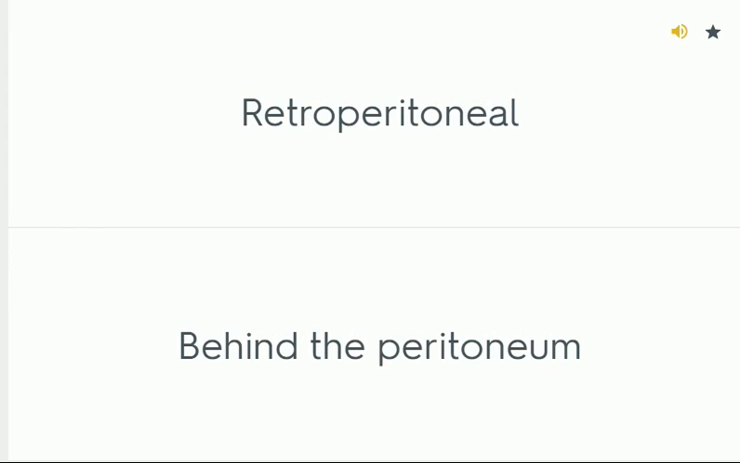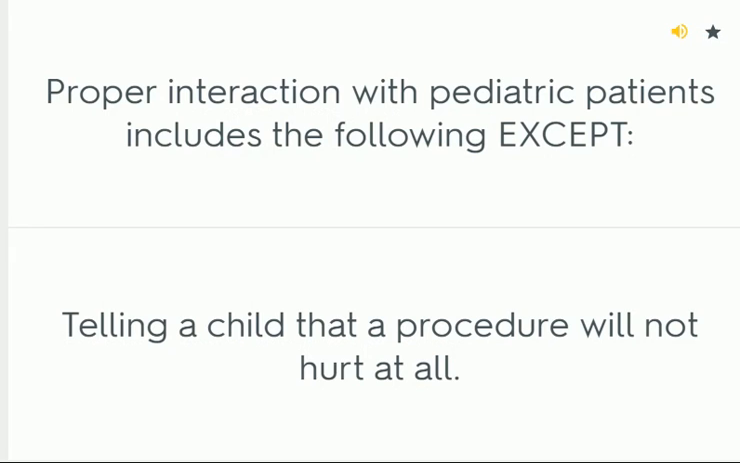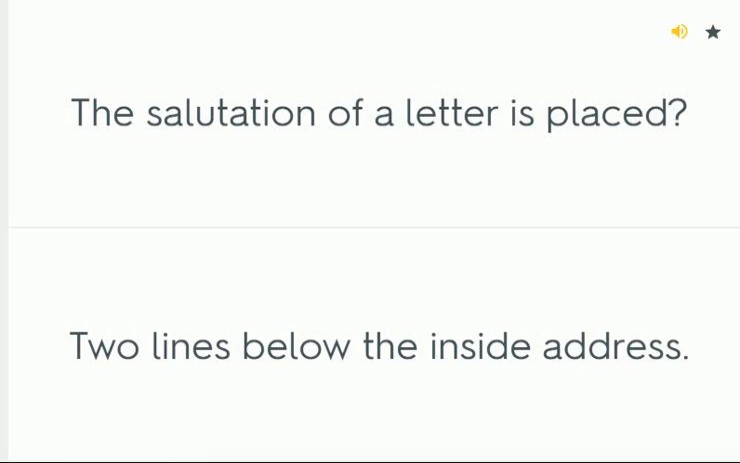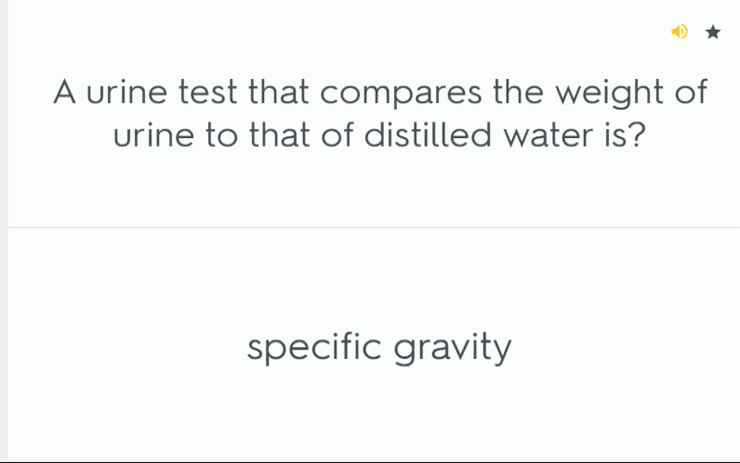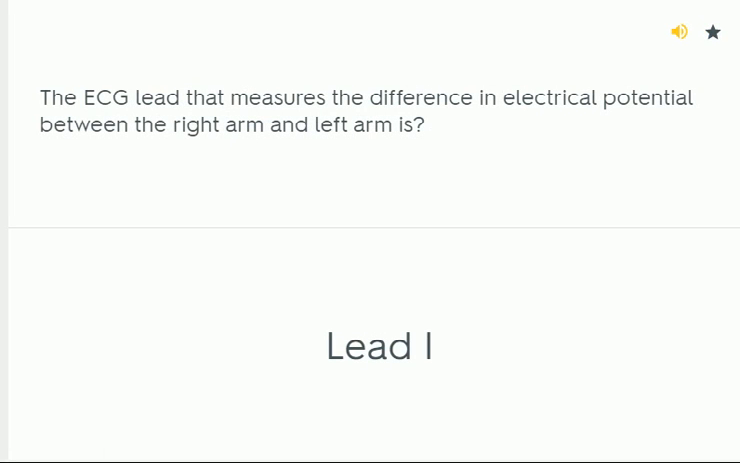Retroperitoneal. Behind the peritoneum. Proper interaction with pediatric patients includes the following except telling a child that a procedure will not hurt at all. The salutation of a letter is placed 2 lines below the inside address. A urine test that compares the weight of urine to that of distilled water is specific gravity. The ECG lead that measures the difference in electrical potential between the right arm and left arm is lead I.